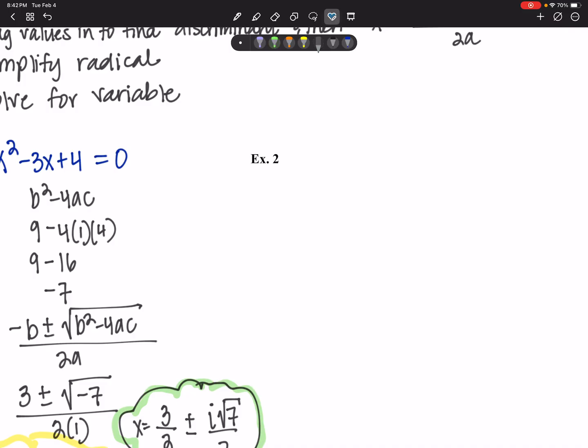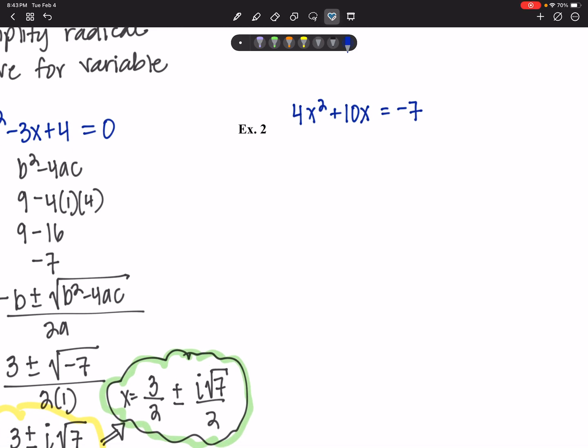Okay, here's example 2. Now, if you'd like to try example 2, I think that would be a great idea. Press pause and give it a whirl, and then come back and check your answer. 4x squared plus 10x equals -7. If you're coming back, thank you for giving this a try on your own. And now we're just checking your work.